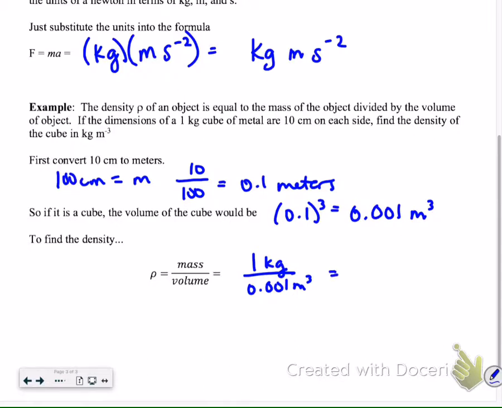So if I divide my numbers now, 1 and 0.001, that's going to give me 1,000 kilograms meters to the -3. So that means kilograms per cubic meter, if you want to say it that way. Would it be okay to write it like this? I don't see why not. It just would look weird, I guess not so much to us, but internationally it would look weird. Really, either answer there would be okay.